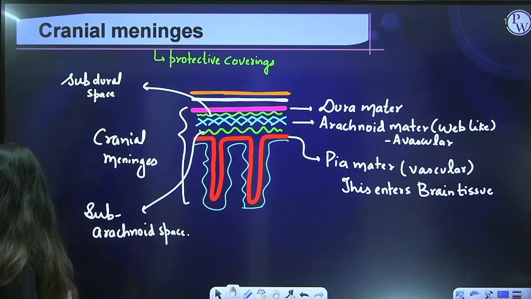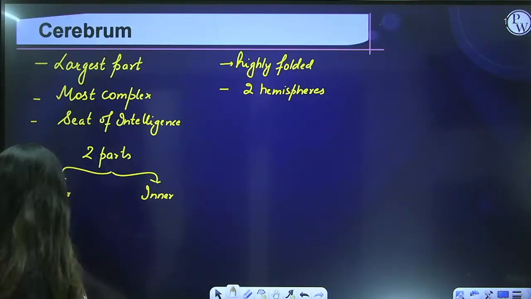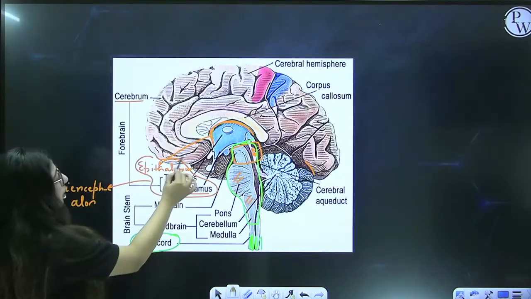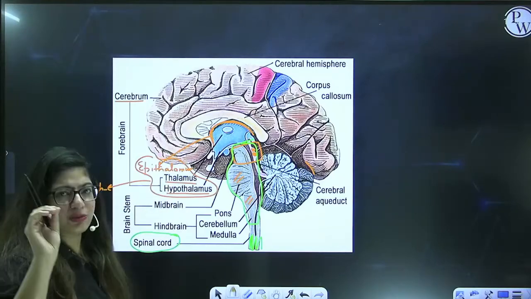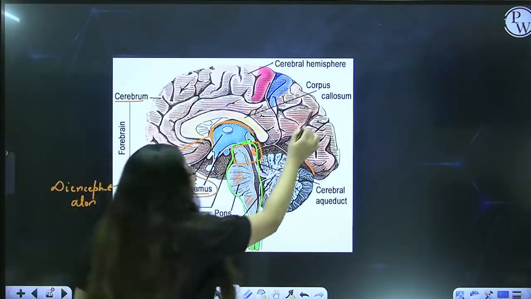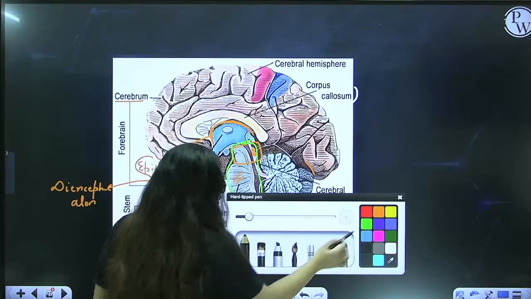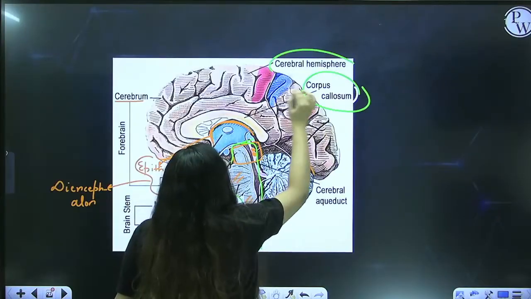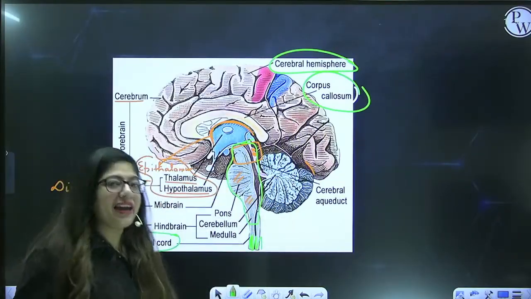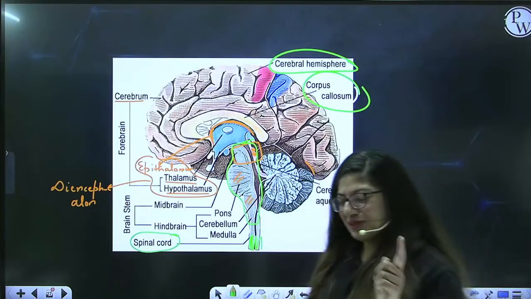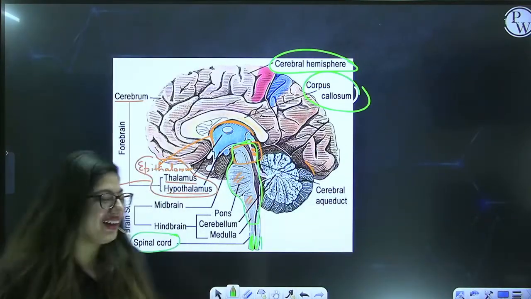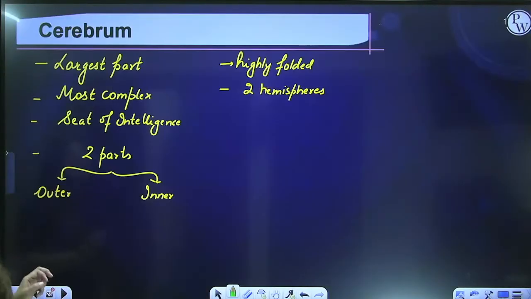Let's talk about the very important first part, that is the cerebrum. So we are going to talk about this highly complex portion of your brain, the largest part of your brain. You will also shortly be talking about these other portions. You might be wondering, ma'am, you have not told us about these two portions. I have left these portions for later with the cerebrum. Don't worry, I know everything. So let's get started with the cerebrum.